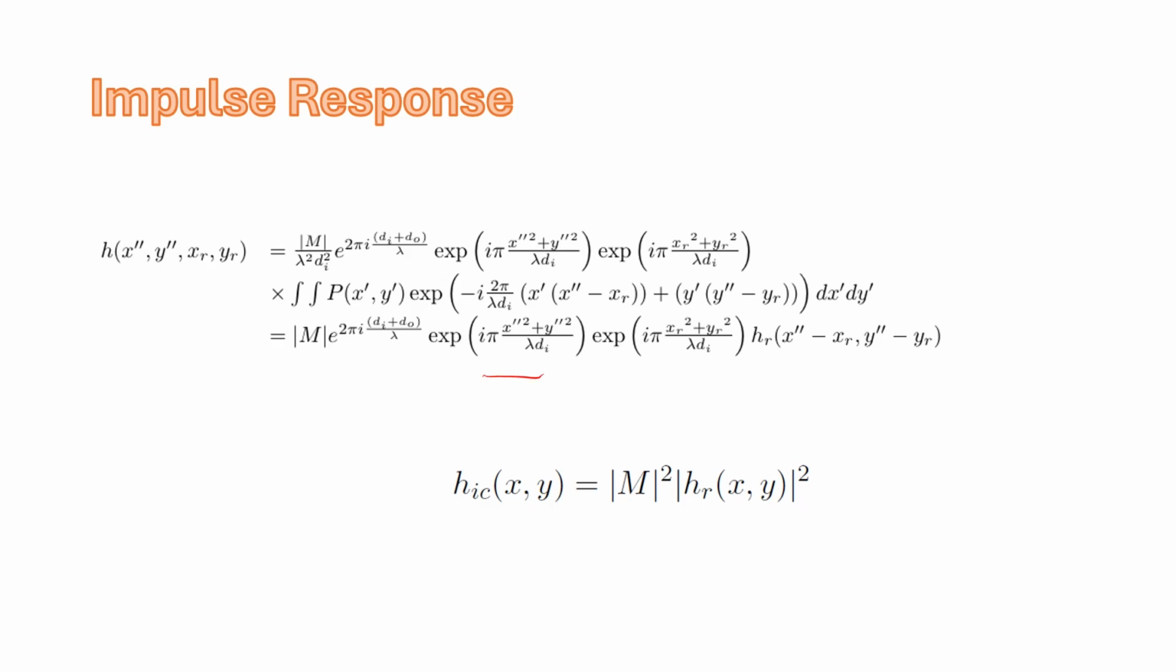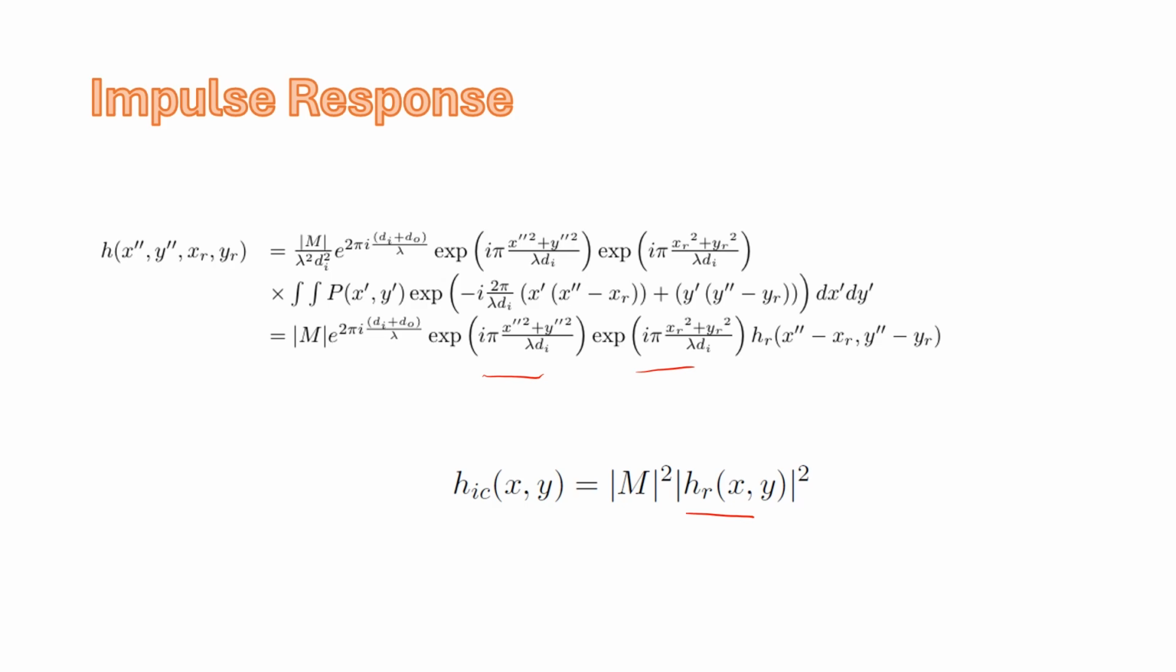Something magical happens when we do this, as we saw in our previous discussion of coherent imaging. We had these wonderful, beautiful phase terms out front that allowed us to use ptychography to create a synthetic aperture. But if we take the magnitude squared, those phase terms go away. So we get that the incoherent impulse response is the magnitude squared of the shift invariant impulse response, which is again the Fourier transform of the pupil function.